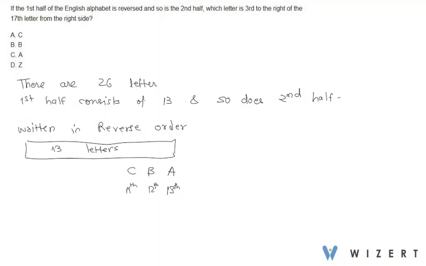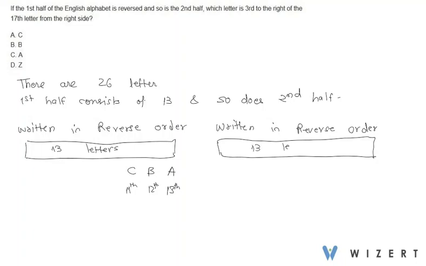The second half of the letters are also written in reverse order. So there are 13 letters over here written in reverse order. That means that the 14th letter from the left side is Z. So instead of writing Z over here, Z is written over here. Let's remove that as well. So Y is over here, X is over here, W, V, U and so on.